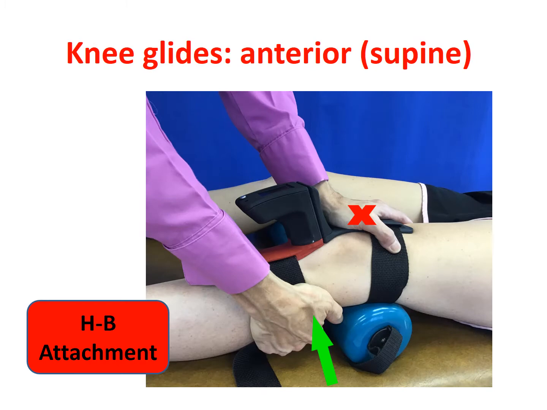The Mobil-Aider device is a device that was designed to enable us to quantify knee mobilizations. The device has an attachment, the HB attachment, that can be placed on the distal aspect of the device. That's the red attachment you see there.